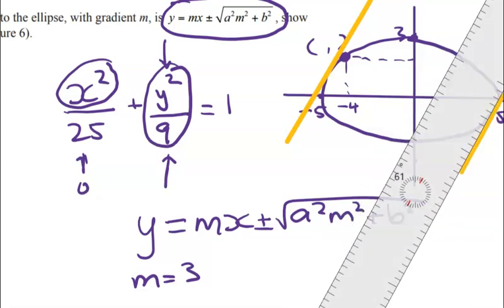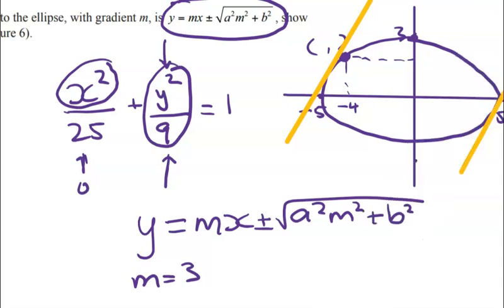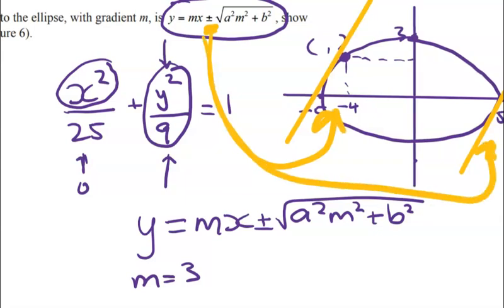So when I taught this problem at our Saturday class yesterday, a couple of people said, what's the deal with the plus or minus? And that's what's going on with the plus or minus. We've got two straight lines with the same gradient, but with different y-intercepts. So this one here is going to be the one with the plus square root, and this one here is going to be the one with the minus square root.